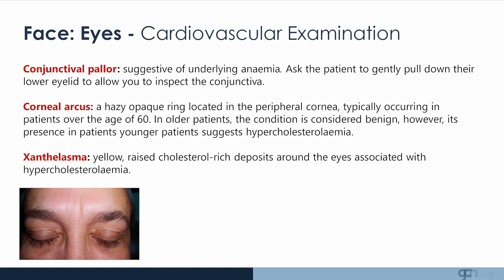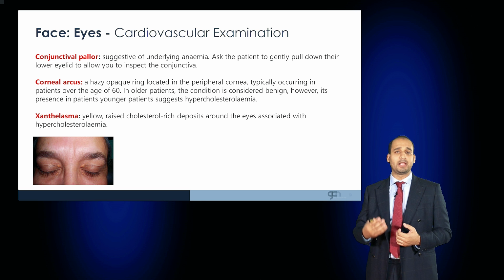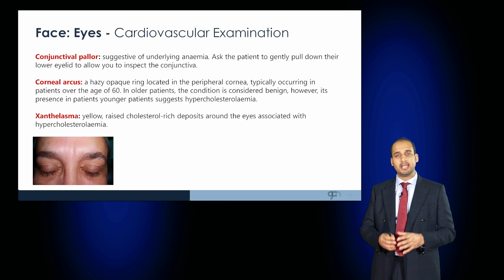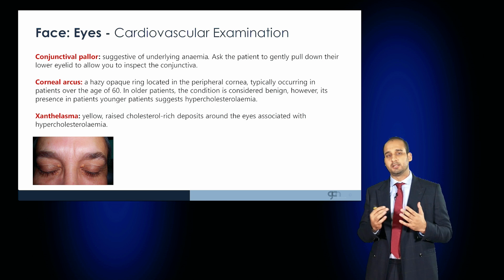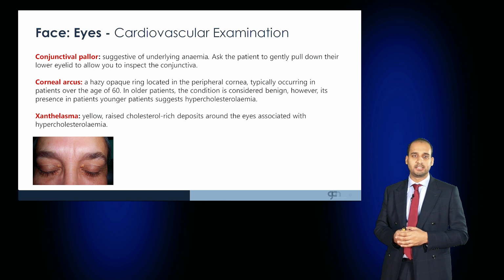Inspect the eyes for corneal arcus. This is a hazy, opaque ring located around the periphery of the cornea. In elderly patients, particularly over the age of 60, this can be physiological and benign, and this is known as senile corneal arcus. In younger patients, this may alert you to the possibility of hypercholesterolemia.